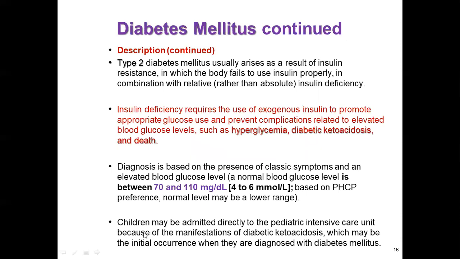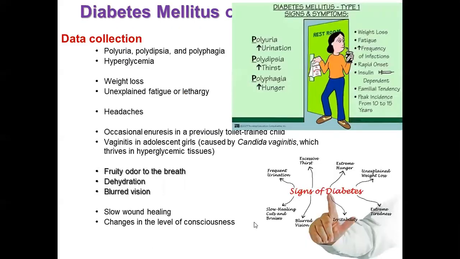Now, let me continue. The children may be admitted directly to the pediatric intensive care unit because of manifestations of diabetic ketoacidosis, which may be the initial occurrence when they are diagnosed with diabetes mellitus. Now here it shows the common signs and symptoms of the diabetic patient.